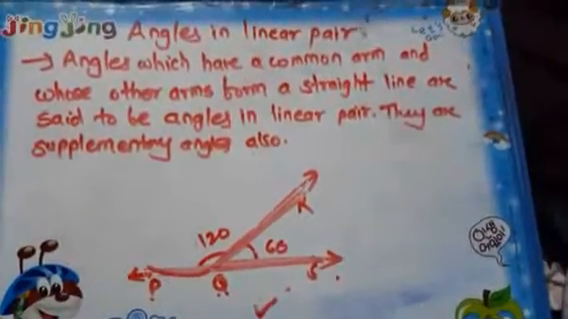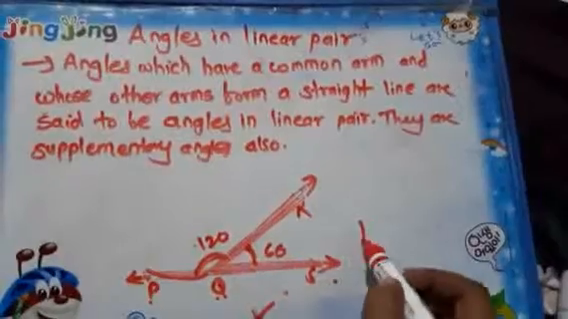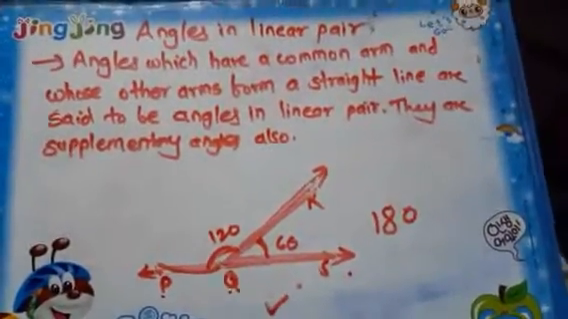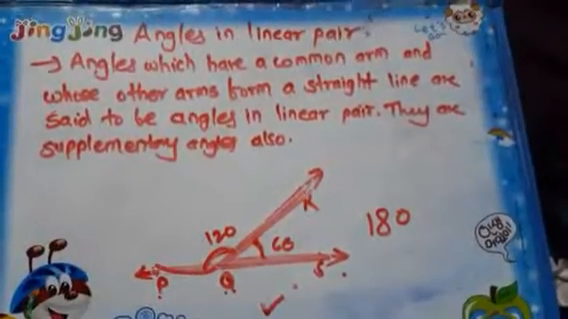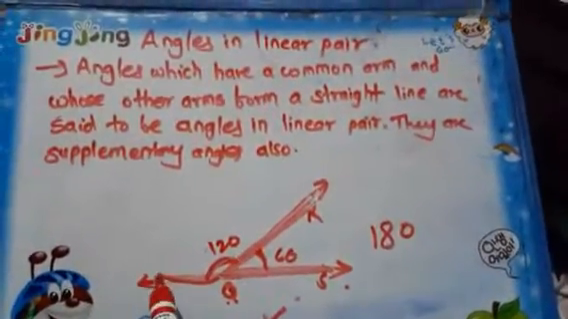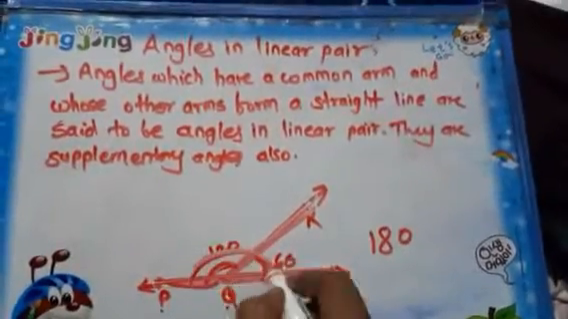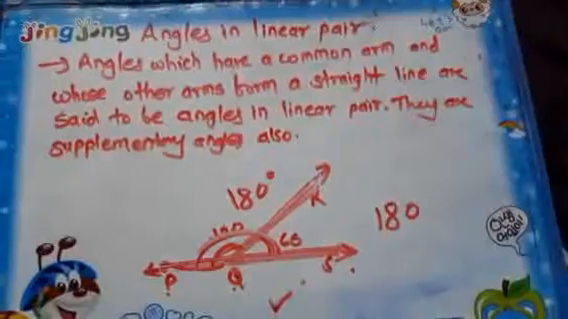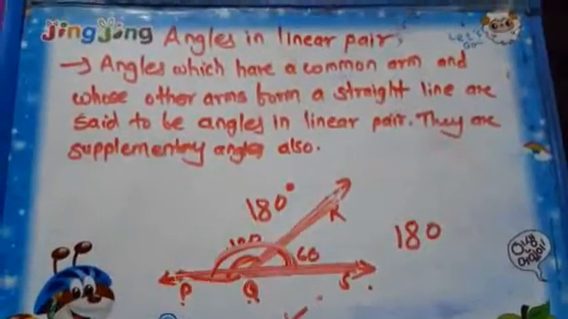If we add them, this is 120 and this is 60, so it will be 180. That's why they are supplementary also. Always, angles in linear pair are supplementary because they are forming a straight line, and the measure of a straight line is nothing but 180 degrees. That's why the angles in linear pair are supplementary angles also.